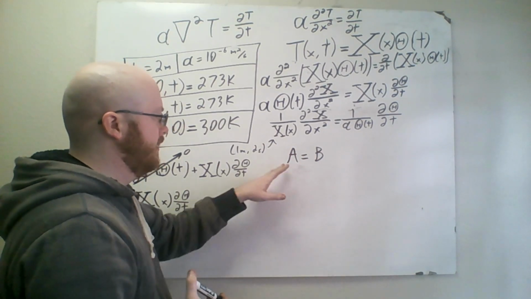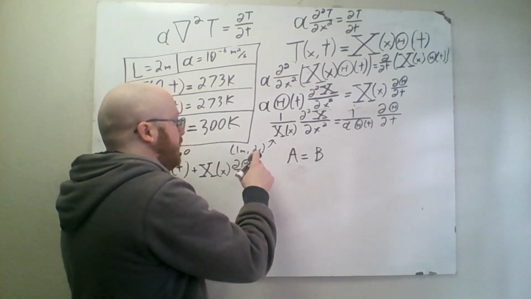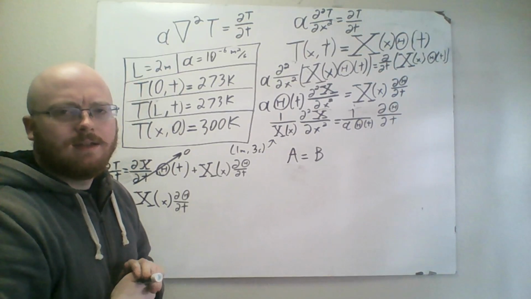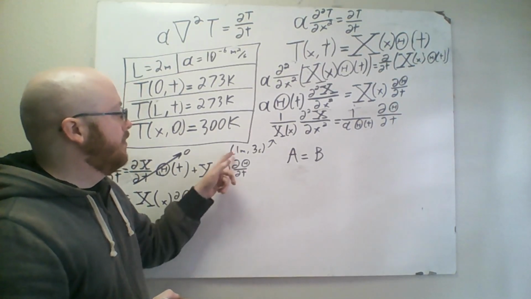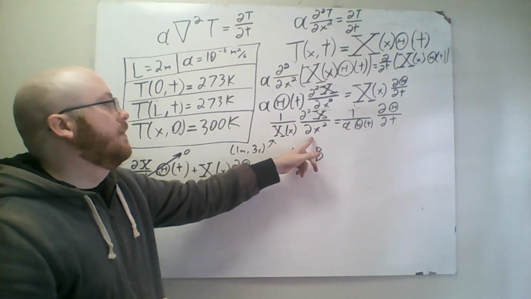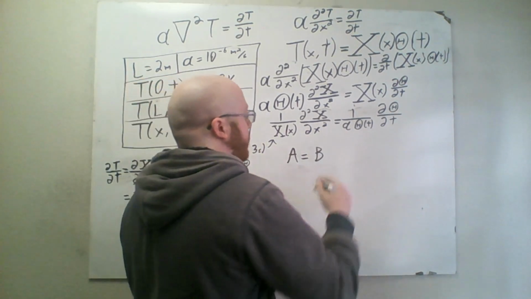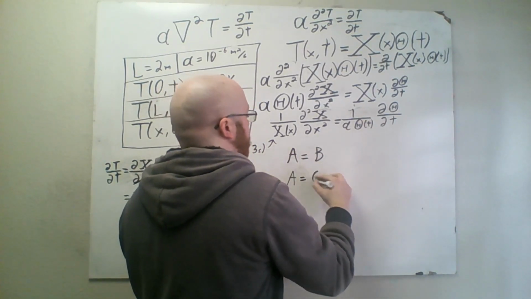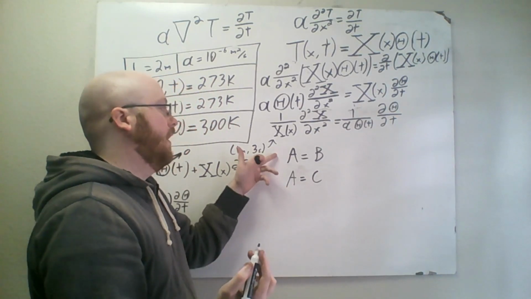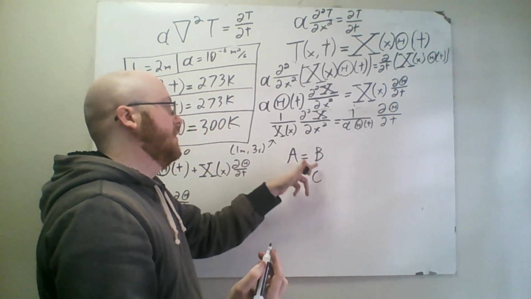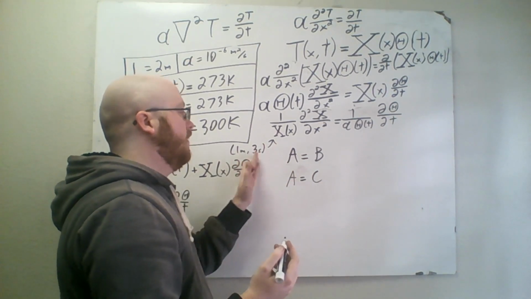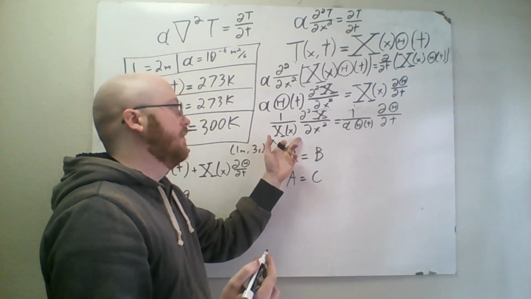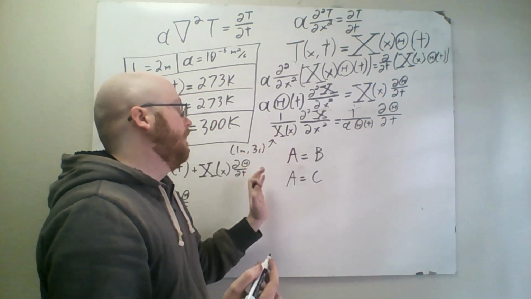Now, let's consider what happens if I change this from 2 seconds to 3 seconds. So now I plug 1 meter into here, I get the same exact result. I plug 3 seconds in here, and maybe I get something else, C. But because A equals B and A equals C, B equals C, right? So no matter what time I plug in, this is going to have the same value because this side doesn't change, right?